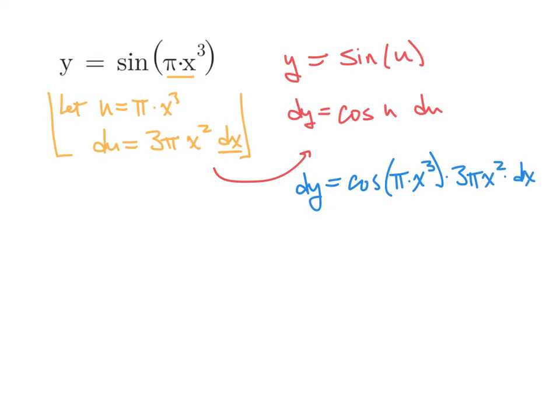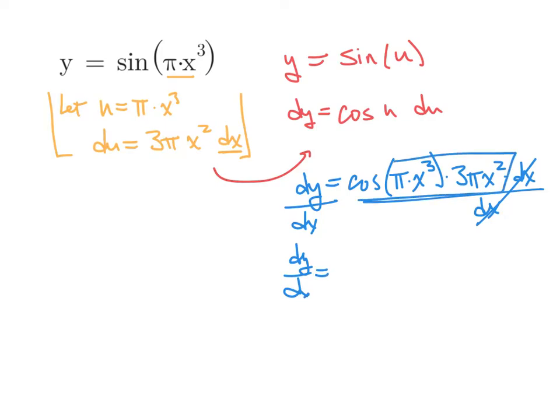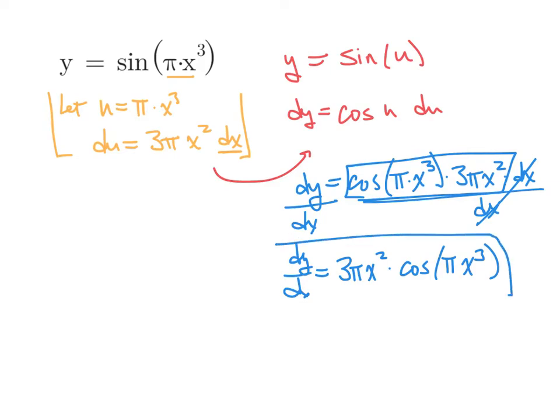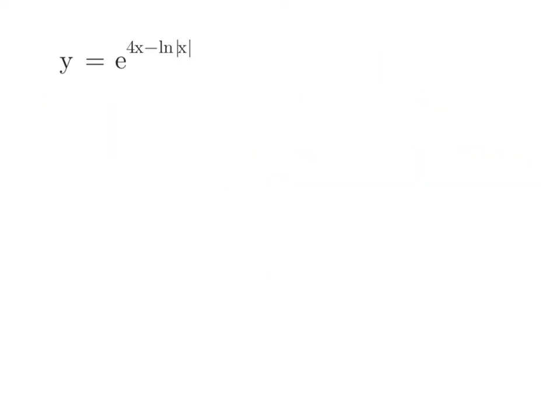Our last step in coming up with the derivative is to divide both sides by that dx. Then we have our derivative, dy dx. Clean up what we're left with over here. So I'll just take that 3 pi x squared, put it in front of the cosine pi x to the third. And there is our derivative.